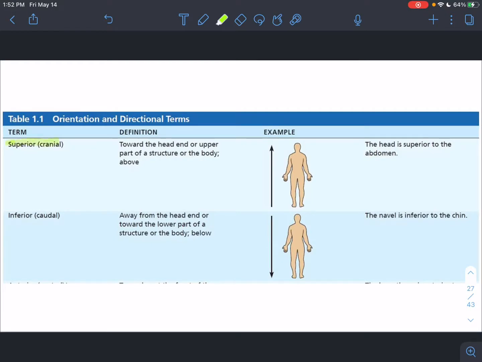The first one is superior, which means towards the head, above. So superior is the top of the body. The opposite of that is inferior, which is towards the bottom of the body. For example, your head is superior to your hands. Your feet are inferior to your knees, right? So again, with directional terms, you're describing the relationship of two body parts in anatomical position. So that's superior, above, inferior, below.